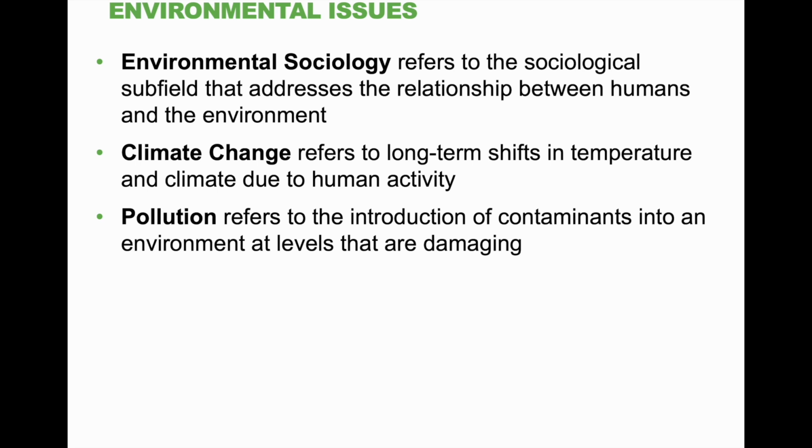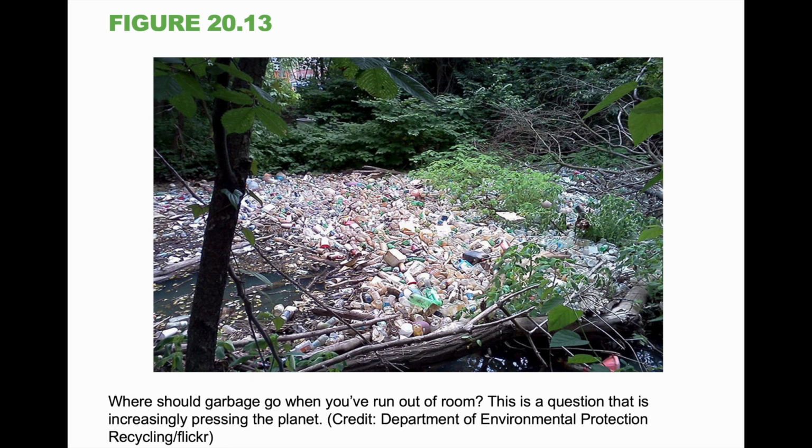Environmental issues. Environmental sociology refers to the sociological subfield that addresses the relationship between humans and the environment. Climate change refers to long-term shifts in temperature and climate due to human activity. Pollution refers to the introduction of contaminants into an environment at levels that are damaging. Figure 20.13. Where should garbage go when you've run out of room? This is a question that is increasingly pressing the planet.